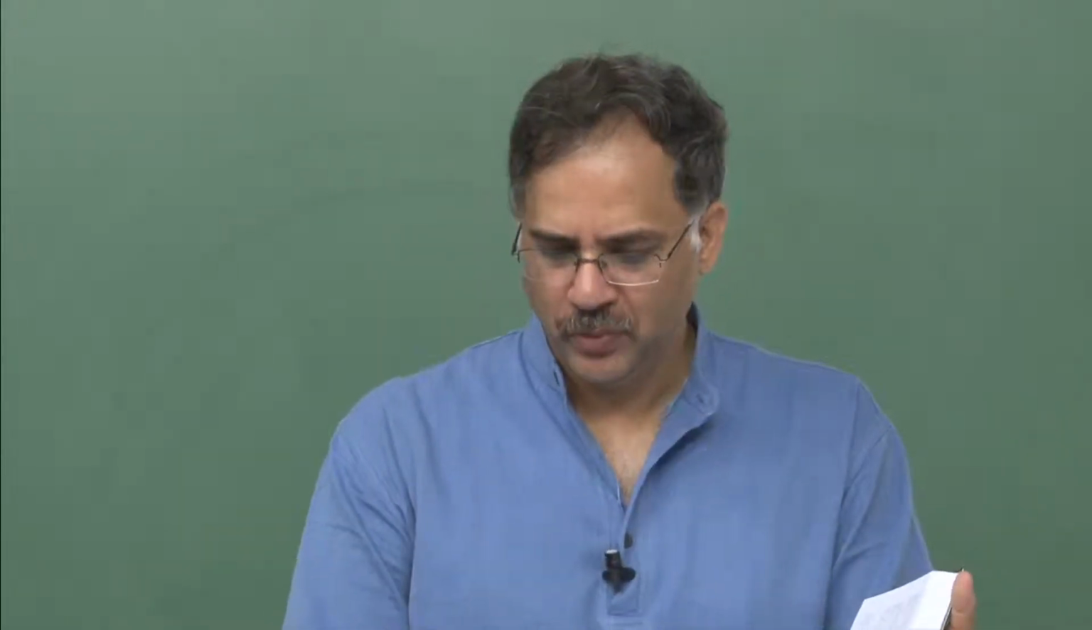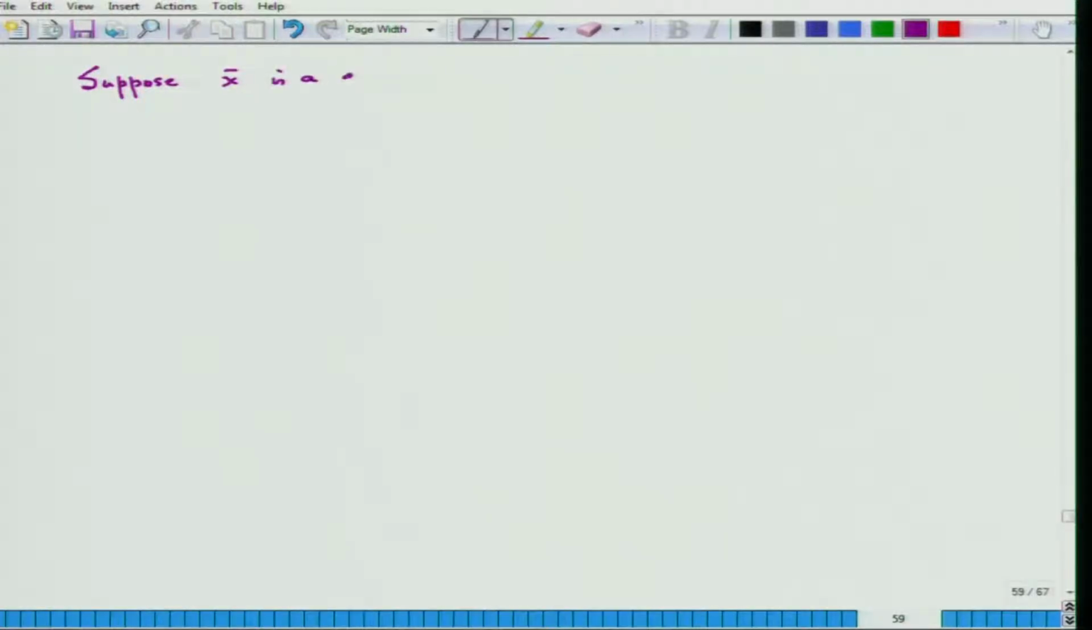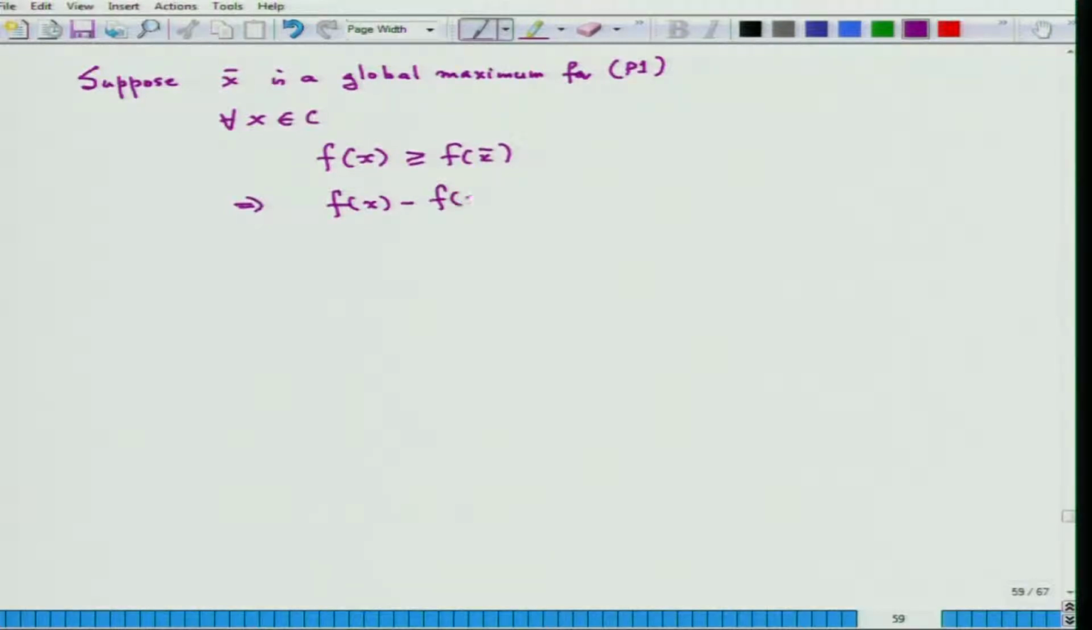Now, suppose x bar is a global maximum for P 1. Then for all x in C, f of x is bigger than f of x bar, and that would imply that f of x minus f of x bar is bigger than, sorry, I am making a mistake, it is maximum. So, it will be opposite. So, it will imply that f of x minus f of x bar is negative.